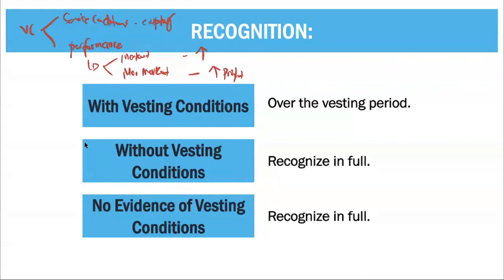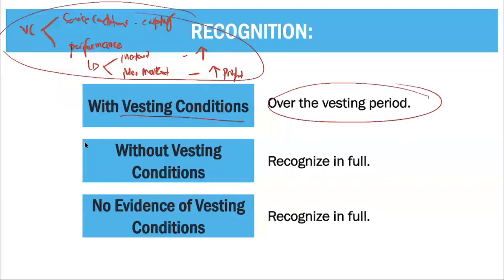So what is important here is for you to know whether there is a vesting or non-vesting condition. If any of these items are present in the giving of your share-based payments, then we say it has a vesting condition. If it has a vesting condition, you recognize over the vesting period. So what is the vesting period? Normally, this is your number of years or number of months, depending on the problem. If it is without a vesting condition, you will recognize in full.